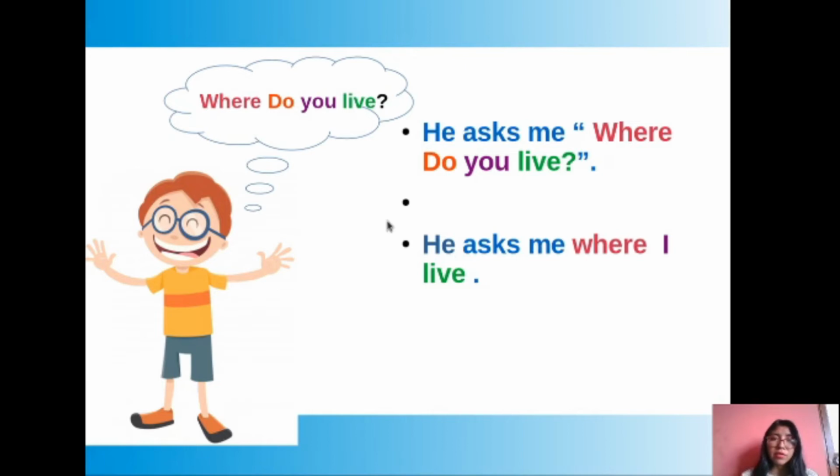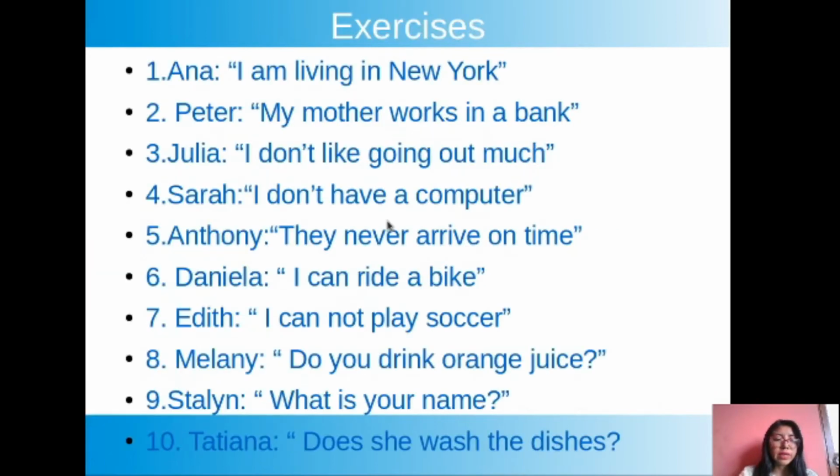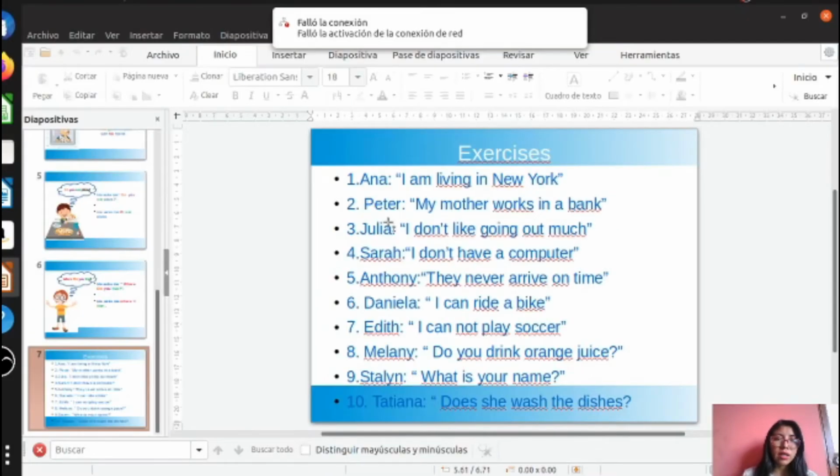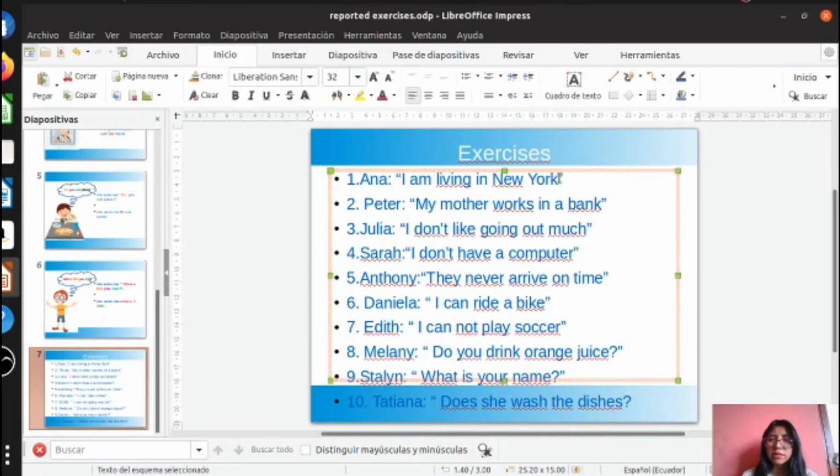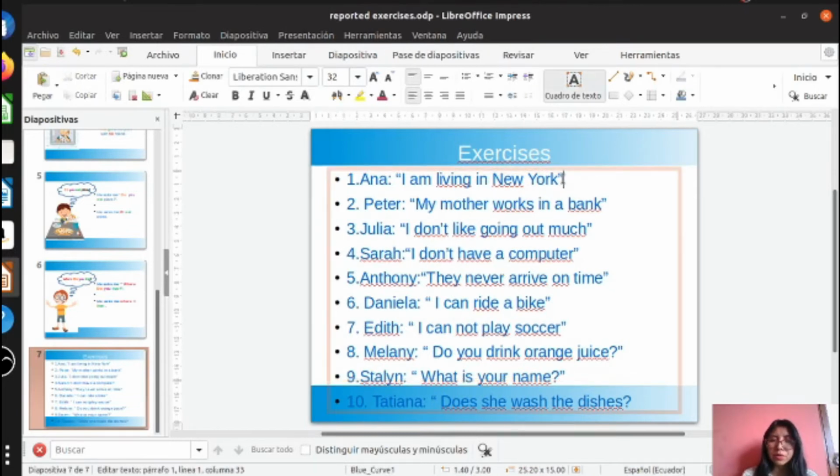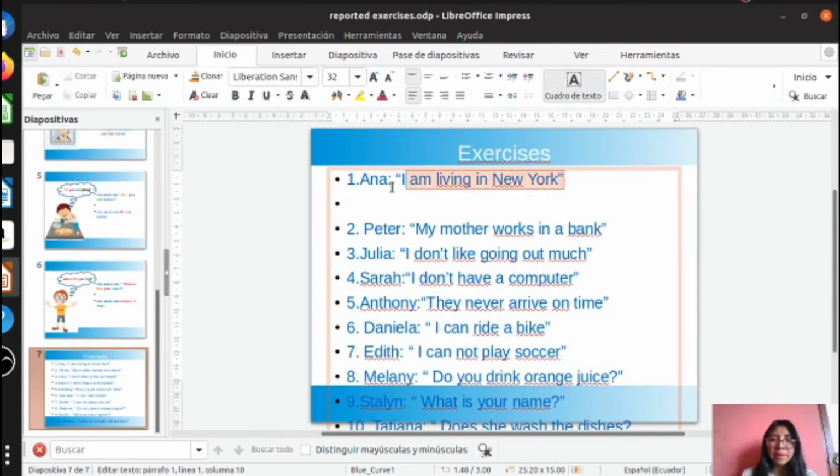As I said before, today we are going to do some exercise in order to practice, okay? We are going to report that sentence in indirect way because that is a little difficult, okay? So we are going to do that. Anna, I am living in New York, so I am going to report what Anna says. Yo voy a reportar lo que Ana dijo. So I am going to start with the introductory part.